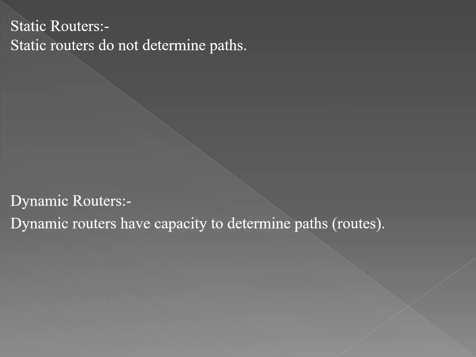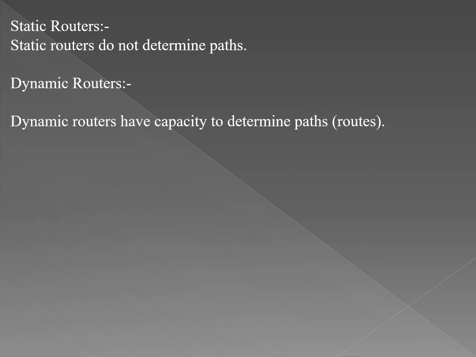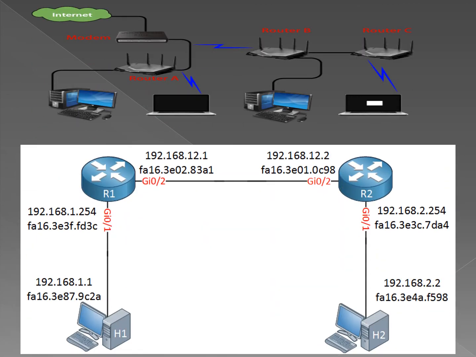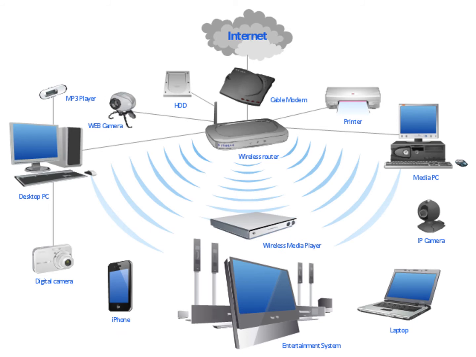Static routers do not determine the paths. Dynamic routers have the capacity to determine their own path or route. So this is all about routers. Let me show you a few diagrams of routers. You can see here how the router routes the data from one network to another, and you can see that some numbers are written in the second diagram. They are nothing but the addresses assigned to them for transferring the data. This is a router and how it plays an important role in a wide area network. You can see here many webcams, computers, hard disk cables, printers, media, iPhones, digital cameras and laptops connected together to form a bigger network than my LAN.